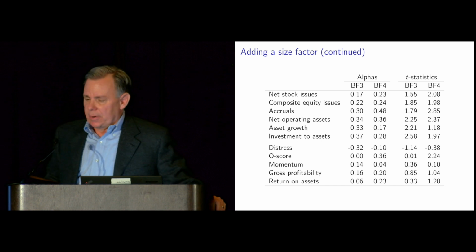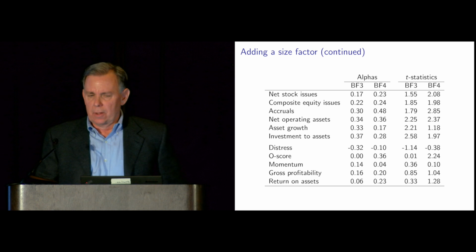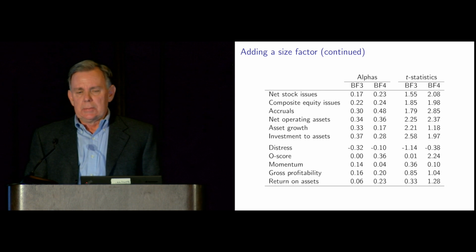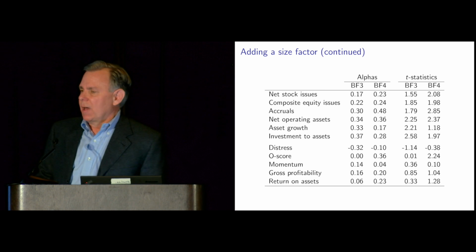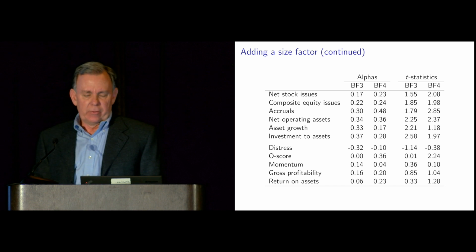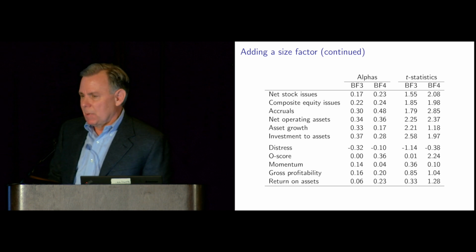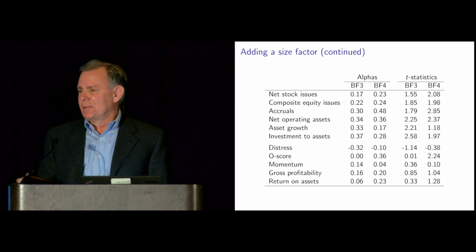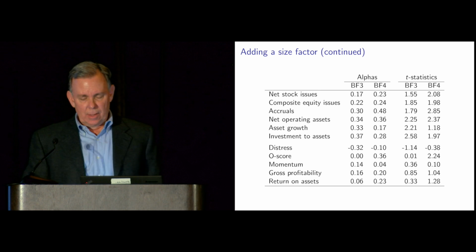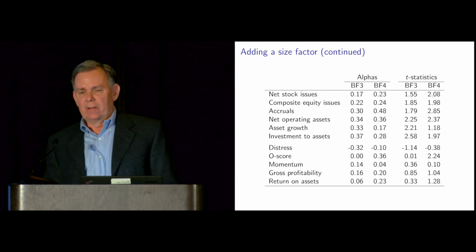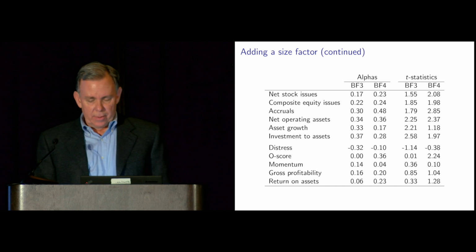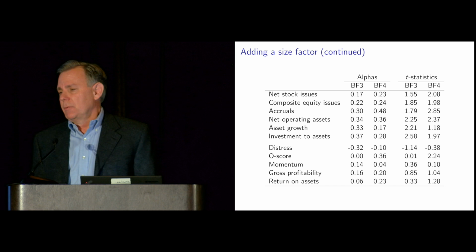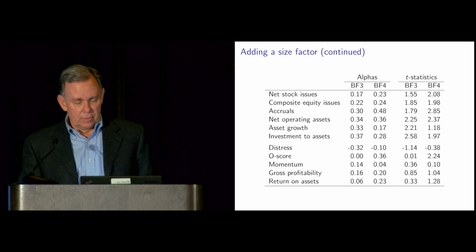By the way, when you look at these 11 anomalies individually, I might note that even the issuance anomalies in that set, net stock issues and composite equity issues, turn out not to be priced by this BF3 model, which has an issuance factor in it. They construct their issuance factor a bit differently, but it seems like the issuance anomalies are not terribly robust to being priced by this model, and you can see a number of other anomalies become significant when you put a size factor in the model.